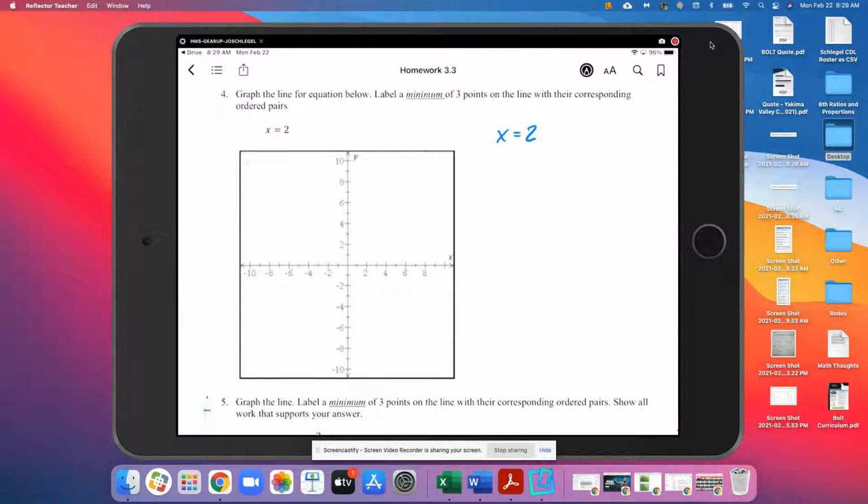What's true about this is that no matter what happens, the line is going to be at the value x equals 2. So let's go ahead and mark a few of these at x equals 2. And we can see that we would have a vertical line, sort of a row of points at x equals 2.